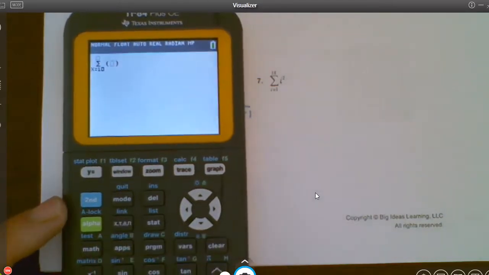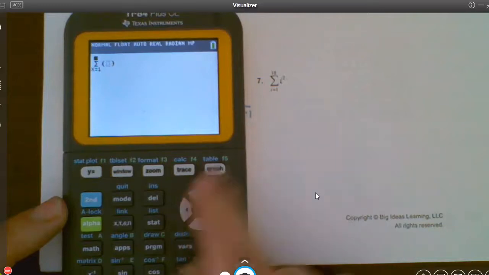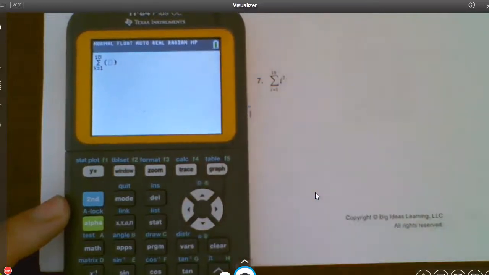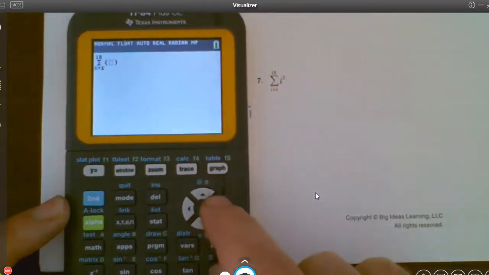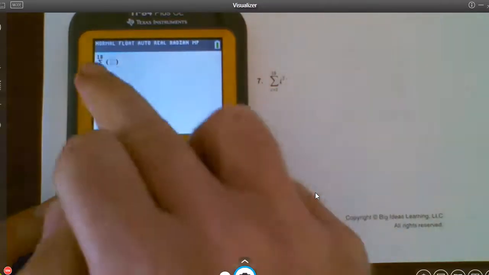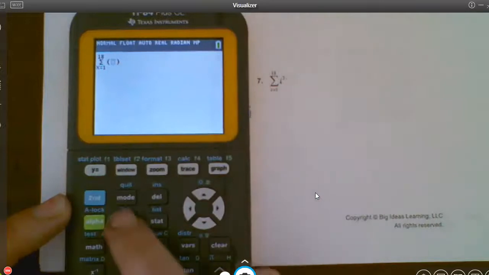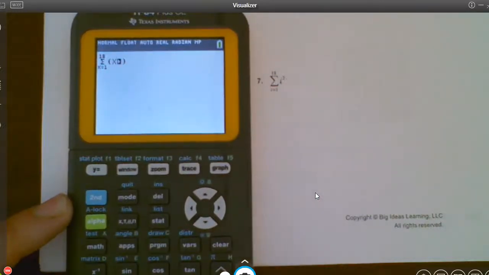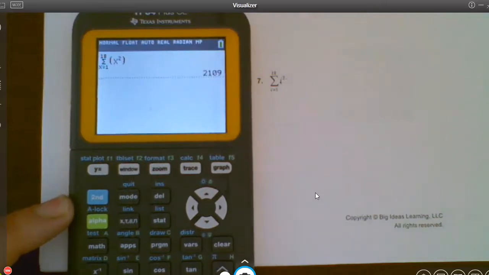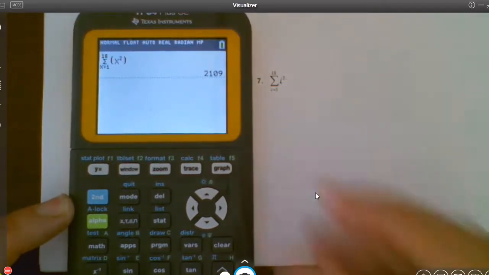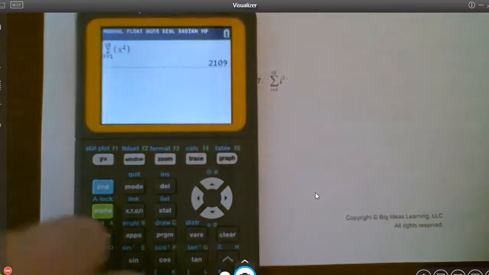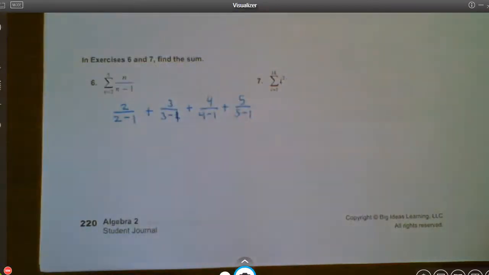So x equals 1. I'm going to go up. There are 18 terms. And the rule, and the entire rule must go in those parentheses. So it is x squared, and just hit enter, and there's my sum. So it's kind of a cool feature, but you wouldn't need to do it that way. That's just kind of a cool feature on some of the new calculators.